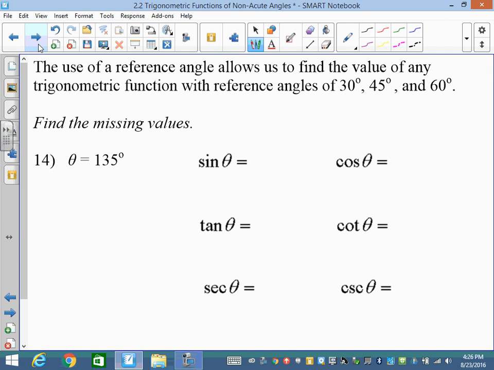Okay, so next little bit. The use of a reference angle allows us to find the value of any trig function with reference angles of 30, 45, or 60. Those are on your little card. So we find the missing values. Okay, theta is 135 degrees. So we go, oh, this is quadrant 2. So 180 minus 135 gives us 45 degrees. There's our reference angle.